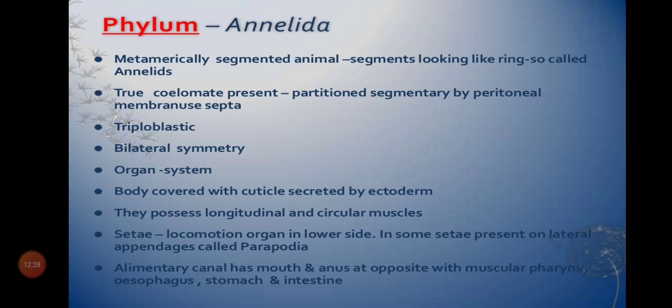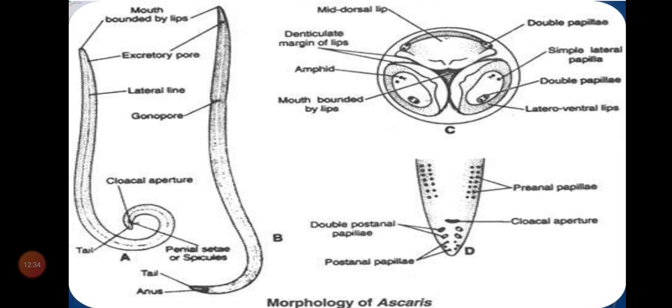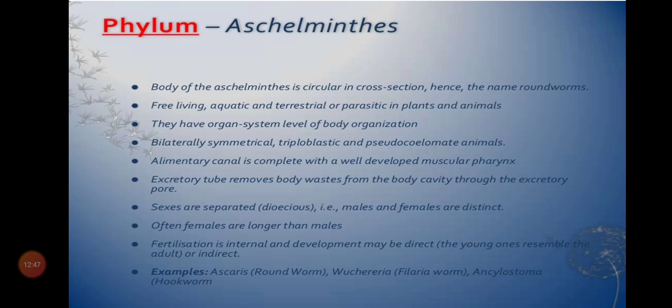And next we'll see the Annelida group. That I'll send in the next video. So these are the common examples. This is the morphology. At your level, you just study morphology: mouth, anus, tail, gonopore. That is enough. You don't need the remaining detail. Thank you, children.